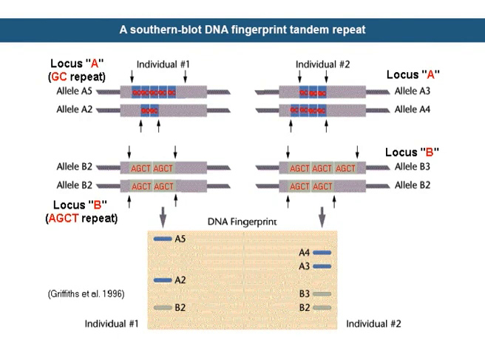Individual 1 is heterozygous at locus A, A2 bar A5, and homozygous at locus B, B2 bar B2. Individual 2 is heterozygous at both loci, A4 bar A3 and B3 bar B2 respectively. The 2 individuals are distinguishable at either locus.